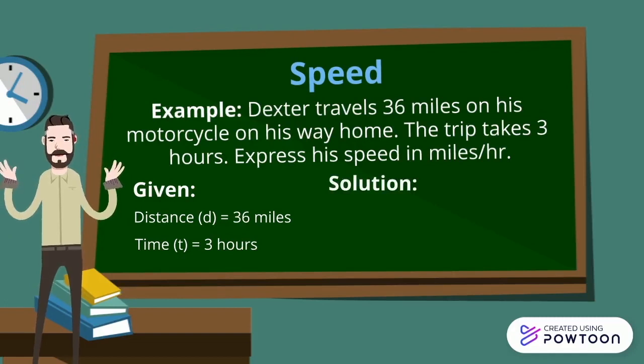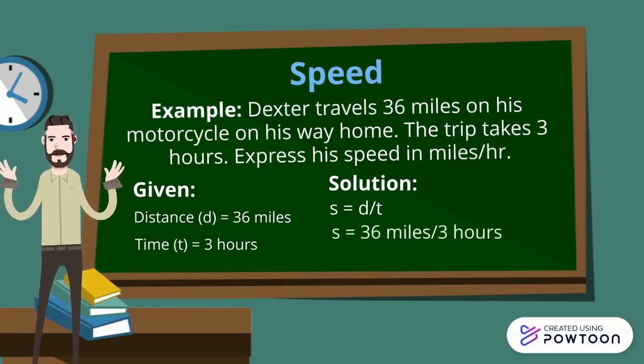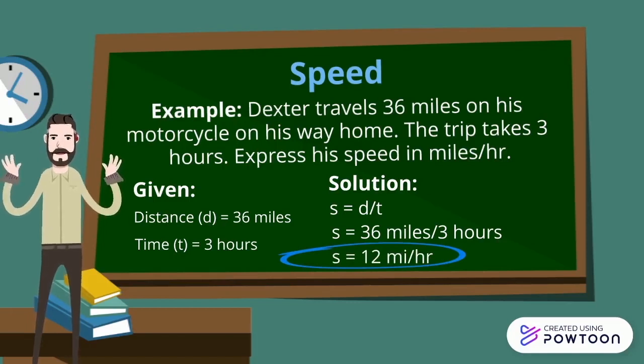After that, we will place the variables in their correct position in the speed formula, in which speed is equal to distance over time. Now, let us substitute them, to which speed is equal to 36 miles, that is our distance, over 3 hours, that is our time. Now, let us perform the calculation and express the resulting speed value with the appropriate unit. So basically, our answer is speed is equal to 12 miles per hour.